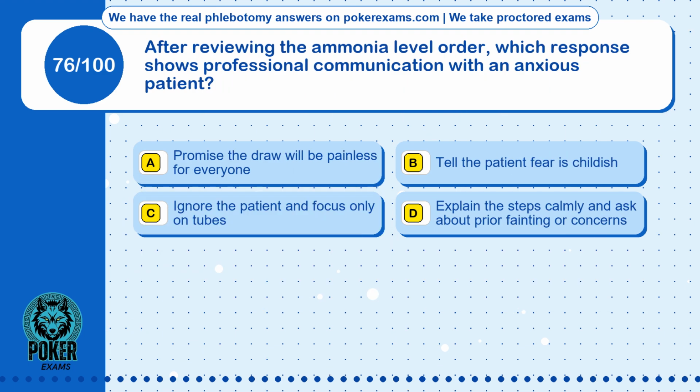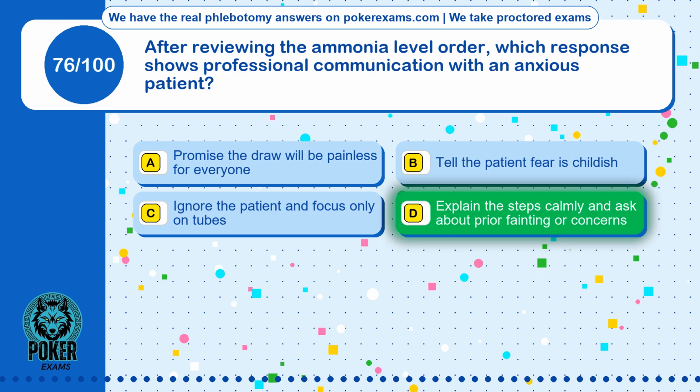Question 76. After reviewing the ammonia level order, which response shows professional communication with an anxious patient? Option A. Promise the draw will be painless for everyone. Option B. Tell the patient fear is childish. Option C. Ignore the patient and focus only on tubes. Option D. Explain the steps calmly and ask about prior fainting or concerns.